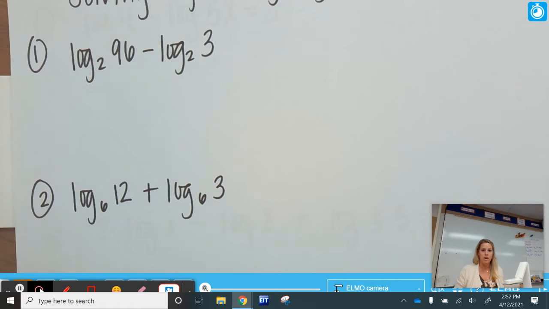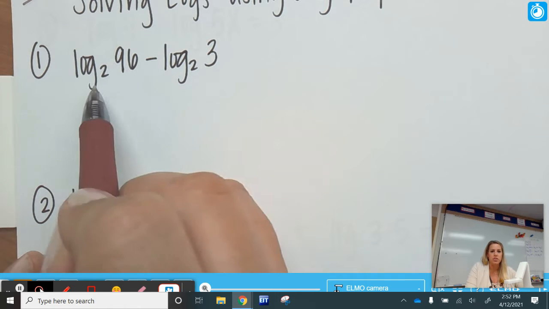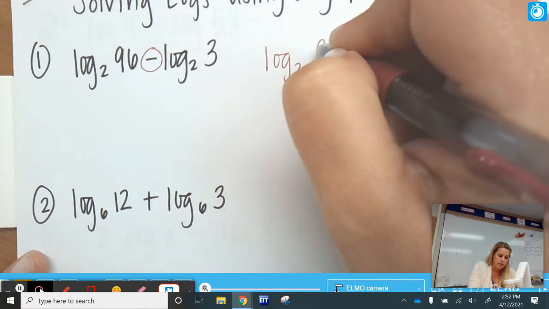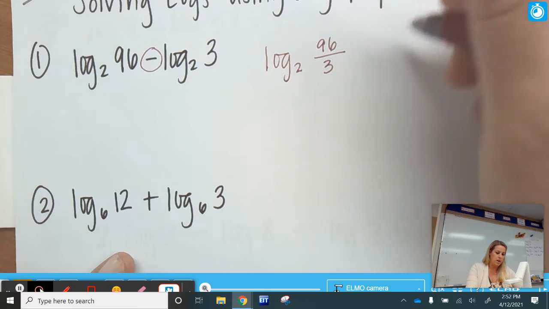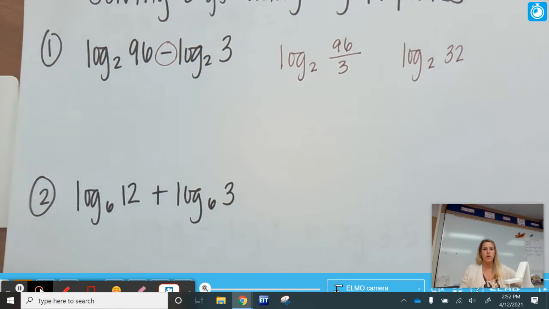So we're going to use those today to bring together 2 logs or 3 logs or 4 logs, and then we're going to actually get a number for our answer. So we're going to solve for x if there's an x, or we're going to evaluate if there's no x. When I look at the first one, you'll see that the base is 2, and we have a minus here, so that tells us we're going to divide. So log base 2 of 96 divided by 3. And when we divide 96 by 3, we get log base 2 of 32, okay?